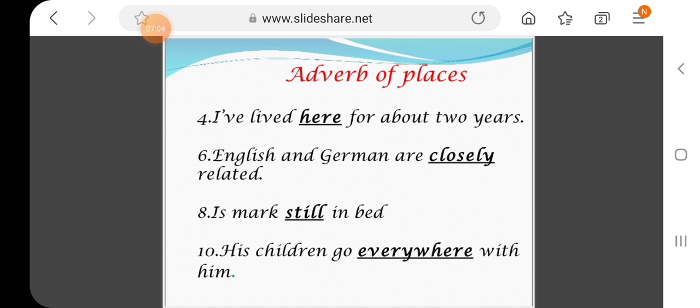Here are some more examples, and I would suggest you write a few sentences of different kinds of adverbs and show me.